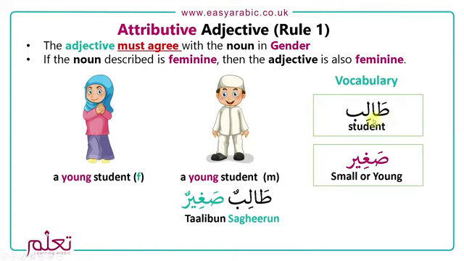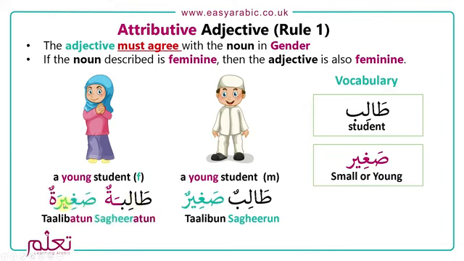So a student can be male or female. Also with professions, it applies to male and female. But with non-humans, the word is either feminine or masculine, and it can't be changed. So here, we're talking about a young student, female. We need to add ta marbuta to the end of talib, so it becomes talibatun, and because we've added it to the end of the noun, we also need to add it to the end of the adjective. So, talibatun saghiratun.